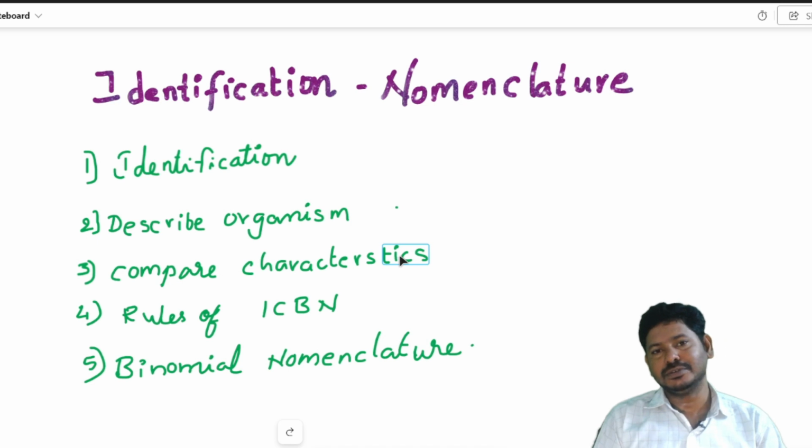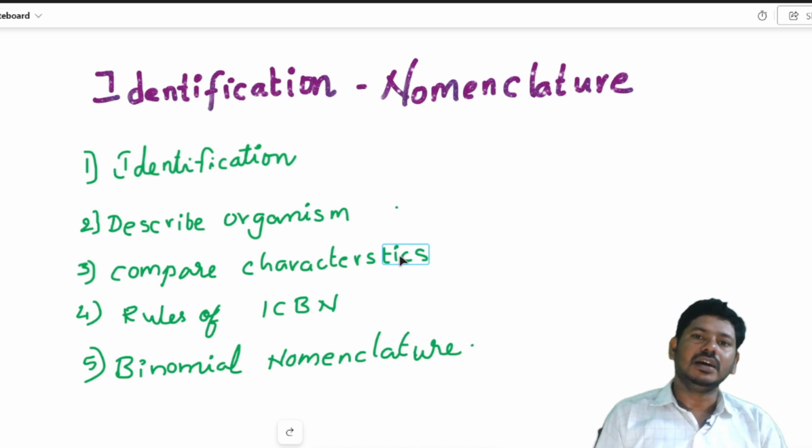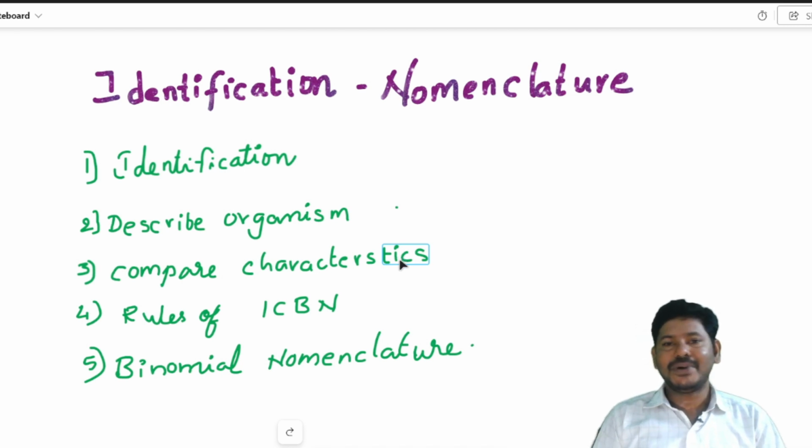Today I am going to explain the lesson: identification and nomenclature. What is nomenclature? What is the purpose of nomenclature? Naming an organism is called nomenclature, which is nothing but name giving to an organism. An organism is nothing but either a plant or an animal. So now we are going to discuss nomenclature.